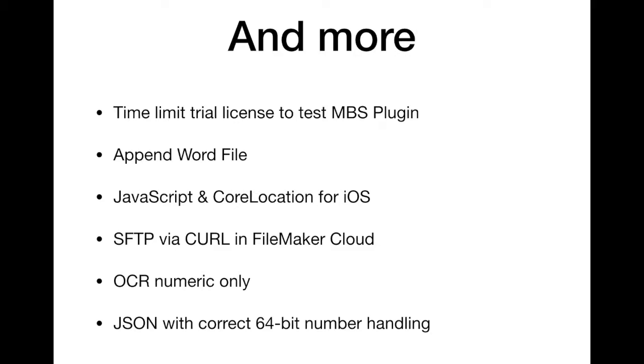And the JSON functions in the MBS plugin have been upgraded to handle 64-bit numbers correctly. And further to this, I also made them handle really big numbers, like UIDs as numbers, correctly. So they are not changed to scientific notation like some other JSON functions.